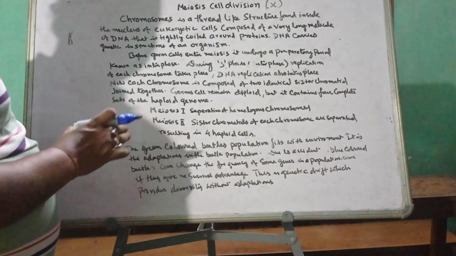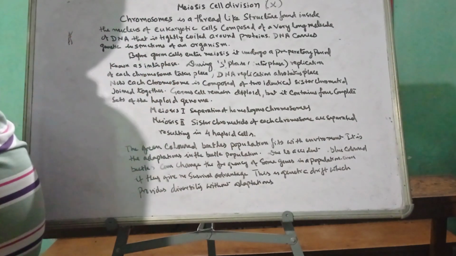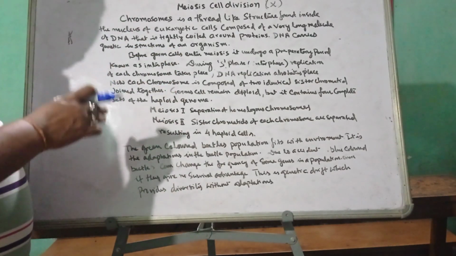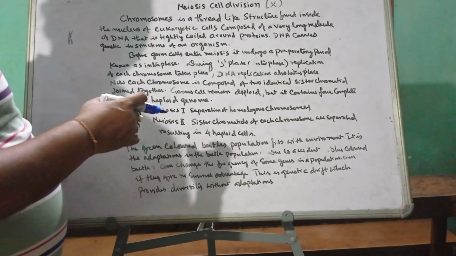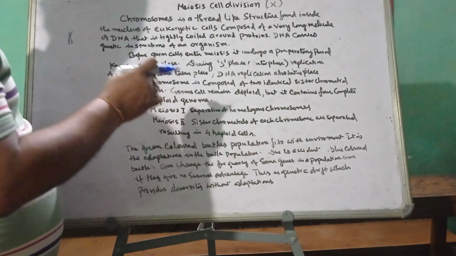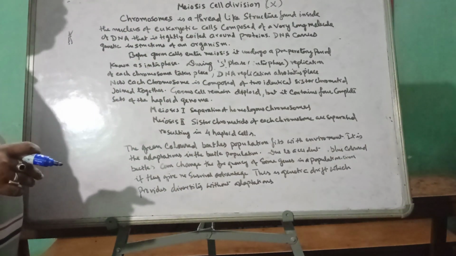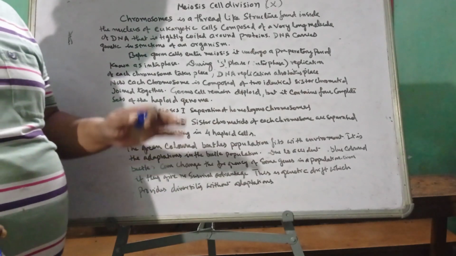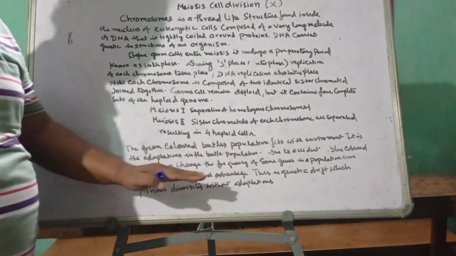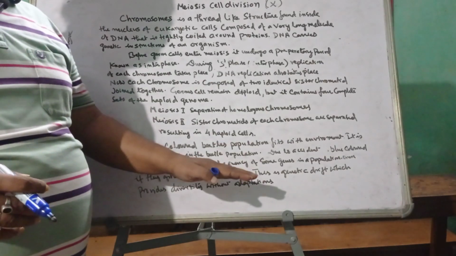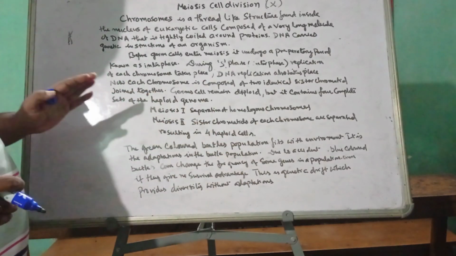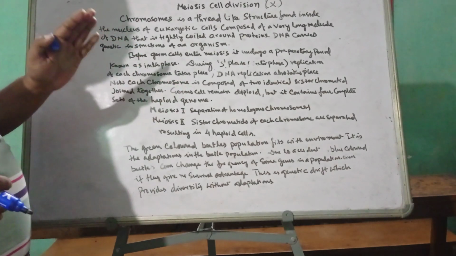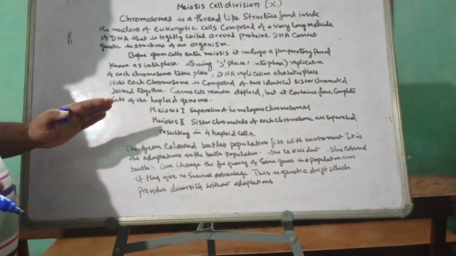So this is what I wanted to tell you about the heredity chapter. I think it is now clear to you all. The main points here are DNA replication, variation, natural selection, adaptation, and genetic traits. These are the most important points here.